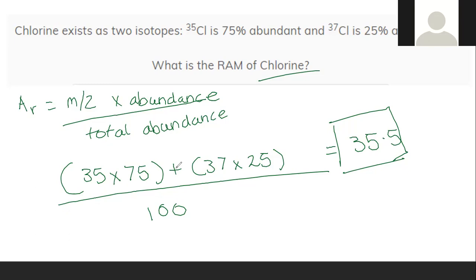There could be a rare occasion that the total abundance is not 100. It should always be 100, but you can get odd, rare occasions. And that's our first example.